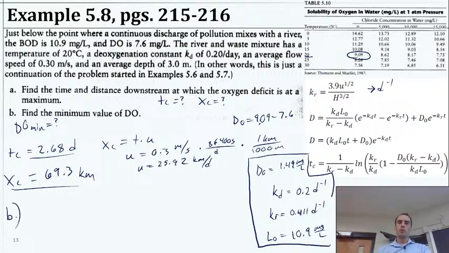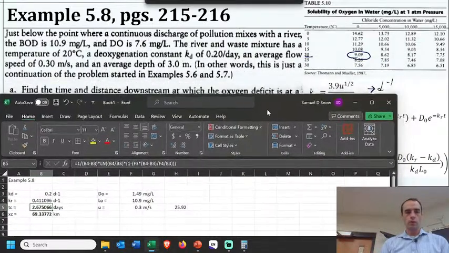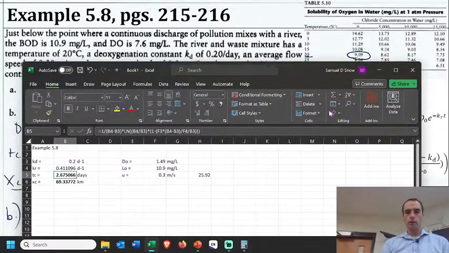So remember that this one here is only for the special case where we have KR equals KD, so we're not going to pay attention to that one. We'll use this one, and we have everything. We just need to put in the value of time that we solved here, 2.68 days. So I'm going to take a moment and do that and get the final answer for you. Should not take too long because I've got everything in here.